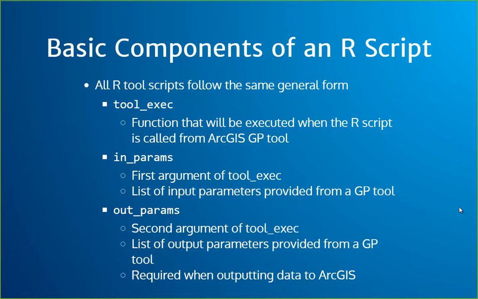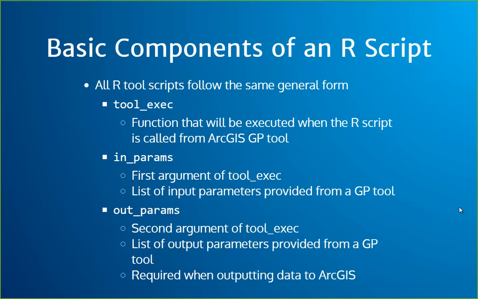I'll be showing you this in a second, but toolExec is a function that will be executed when the R script is called from an ArcGIS script tool. So essentially, whatever script you've connected, it's going to call this tool execute, I guess it's short for, function, and then it's going to execute whatever's in that function and return the results back to ArcGIS.